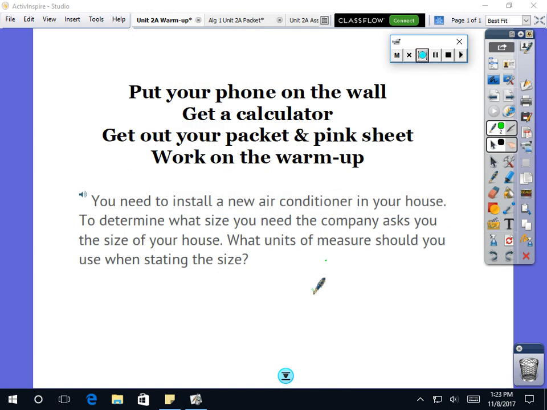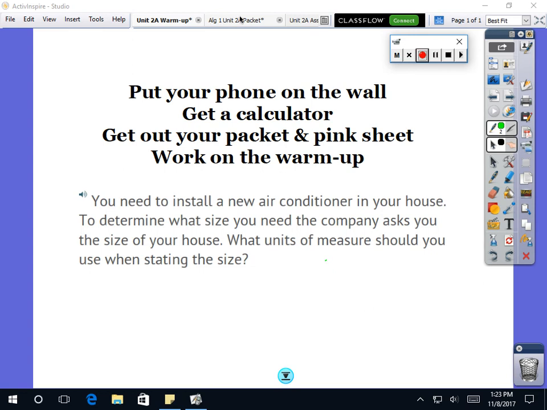Okay, you need to install a new air conditioner in your house. To determine what size you need, the company asks you the size of your house. What units of measure should you use when stating the size of your house? Square feet. Anytime you are measuring any kind of building or structure, like a house or a classroom, you're going to state the measurements in square feet.